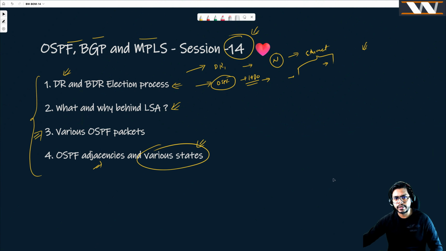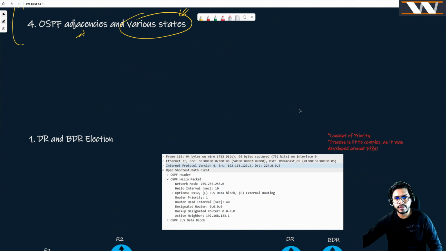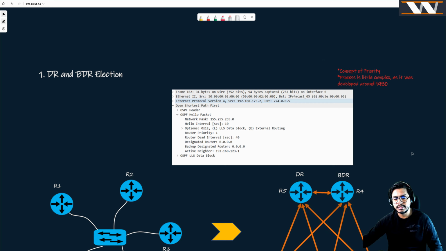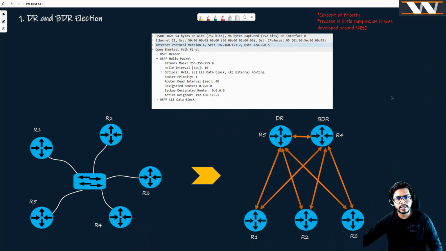Let's move to our first board where we are going to talk about the DR and BDR election process. So what is the aim here? The aim here is that if you consider this diagram where we have one switch, and the switch is connected to 5 different routers, right?